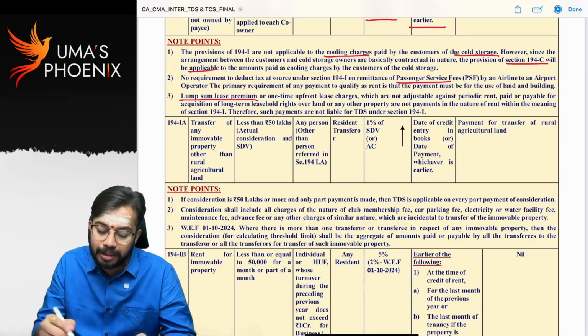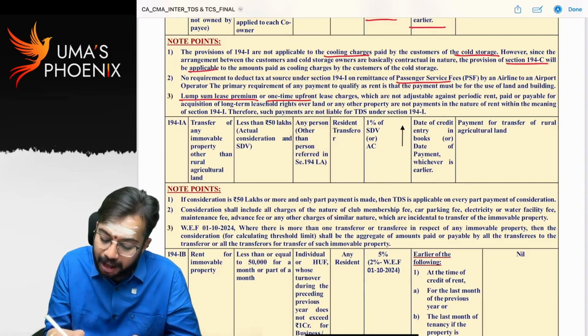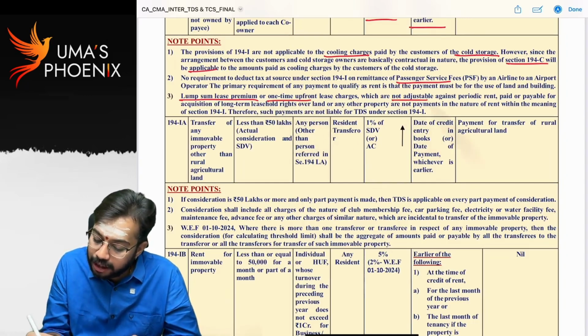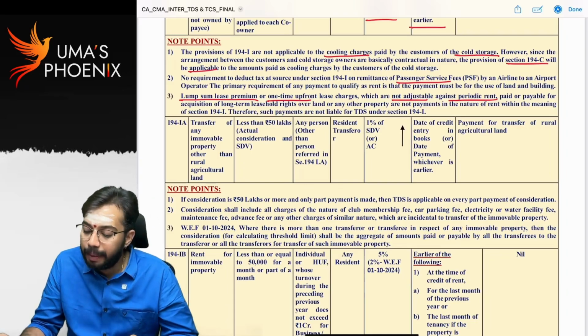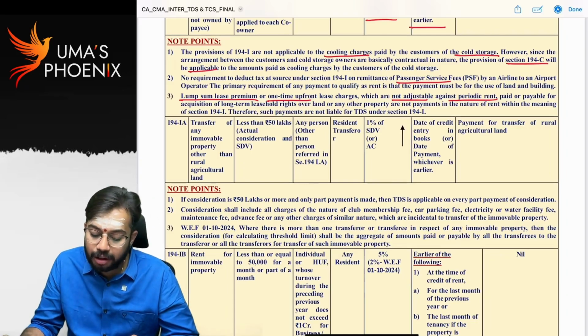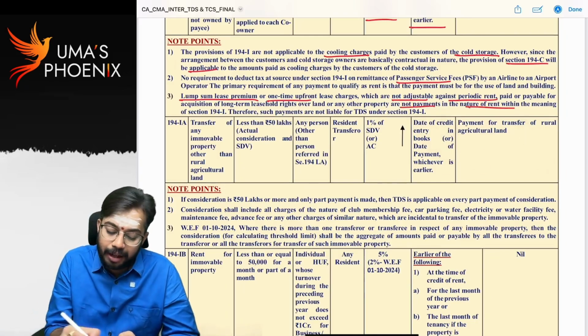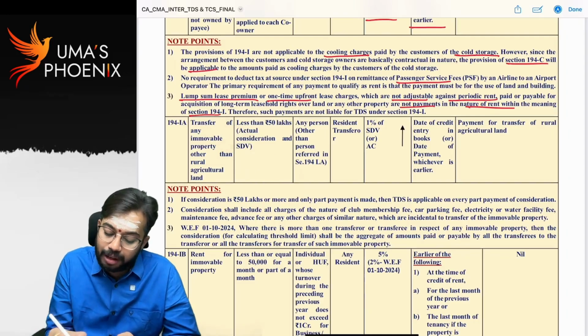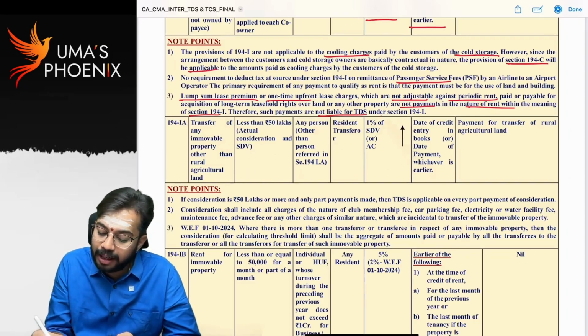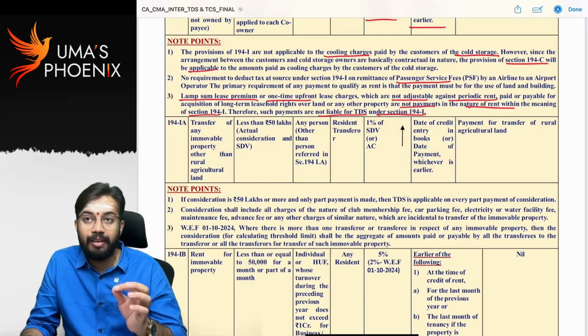So you can see lump sum lease premium or one-time upfront lease charges which are not adjustable against periodic rent, paid or payable for acquisition of long-term leasehold rights over land or any other property, are not payments in the nature of rent within the meaning of section 194I. Therefore, such payments are not liable for TDS under section 194I. I will tell an example.